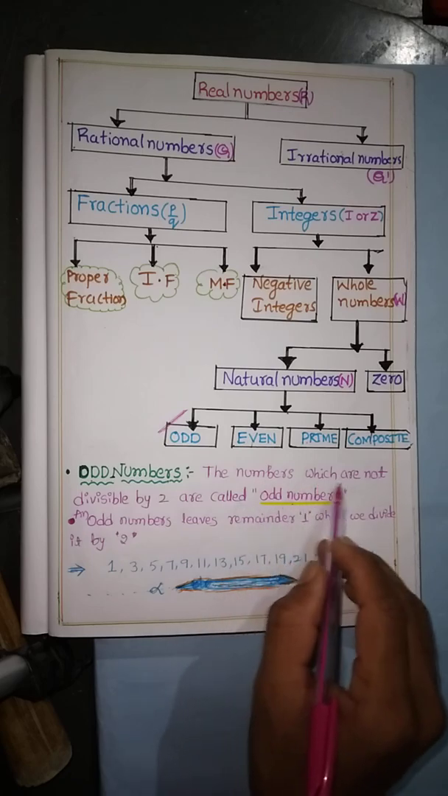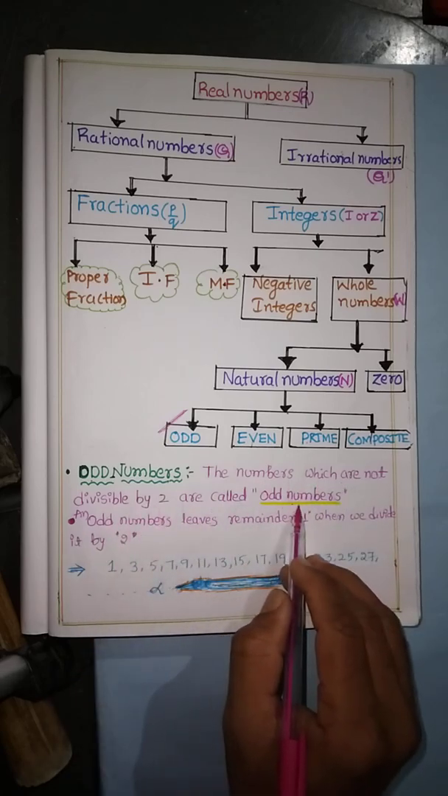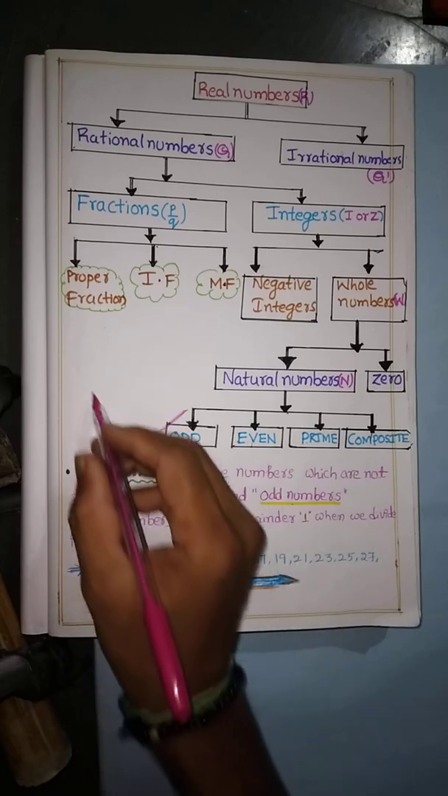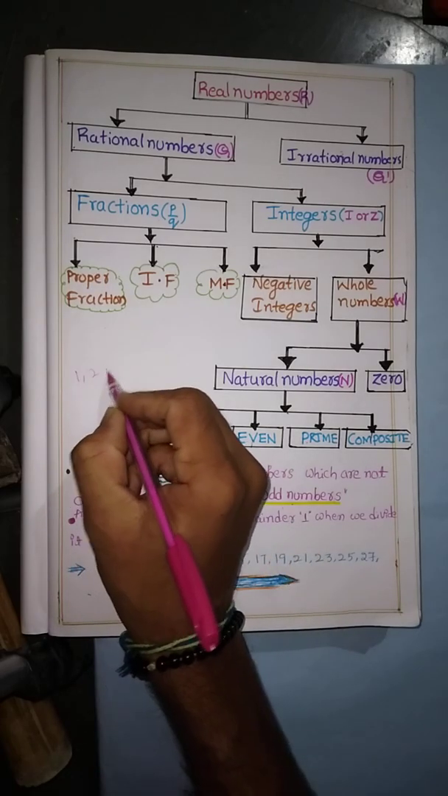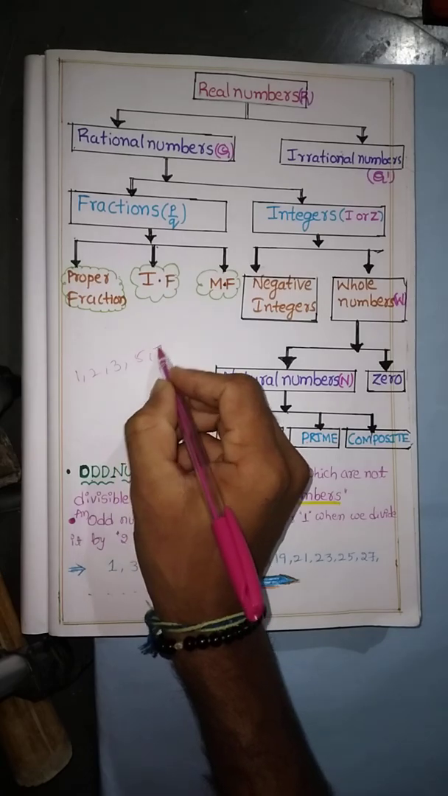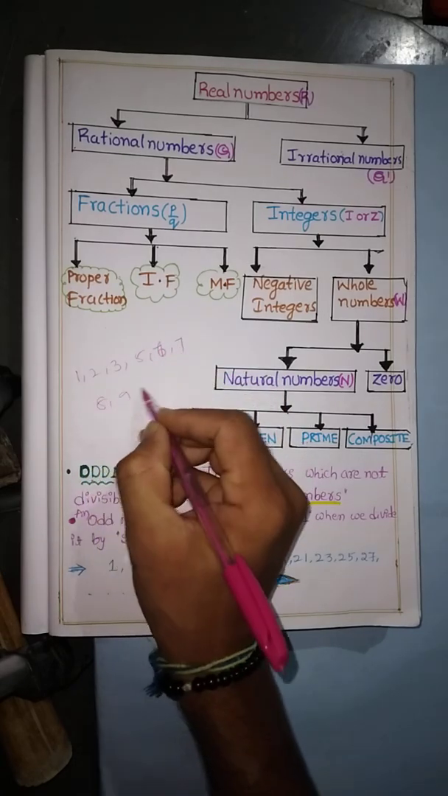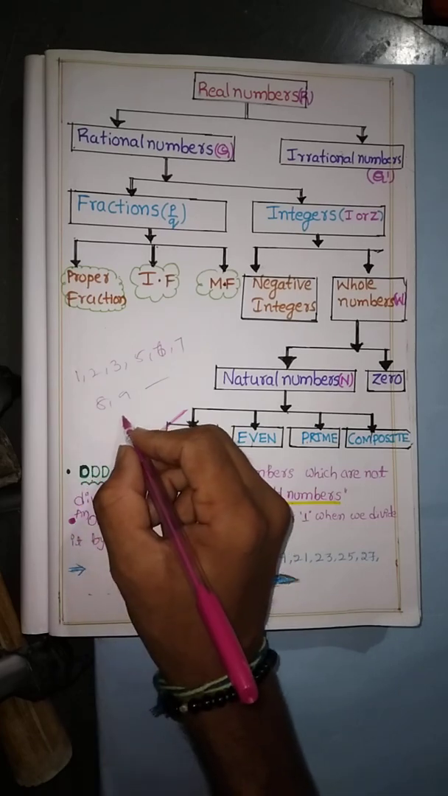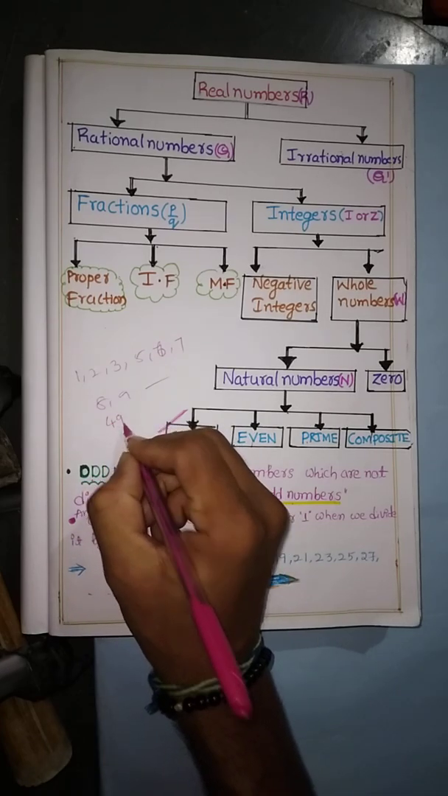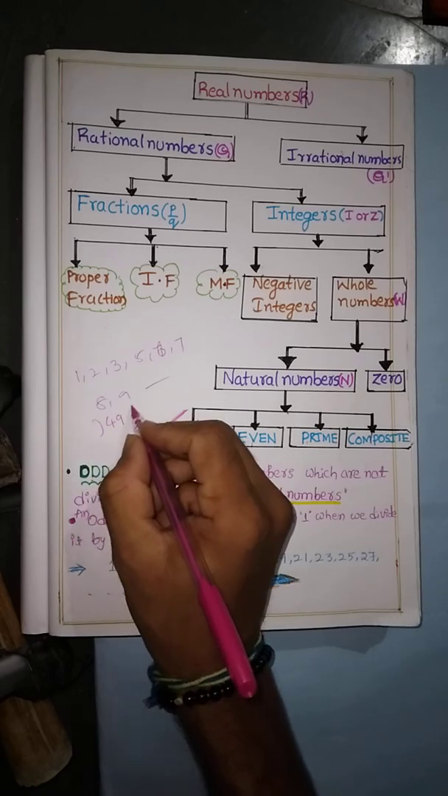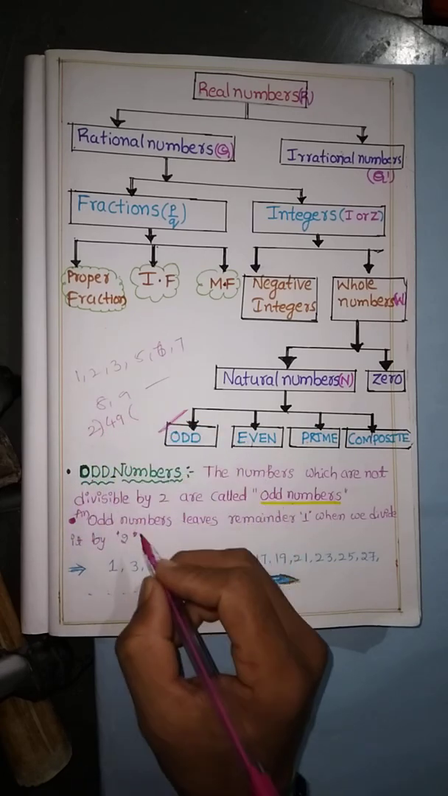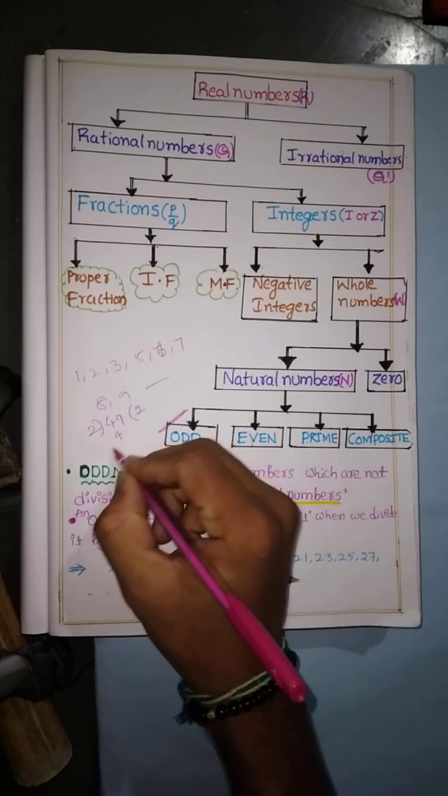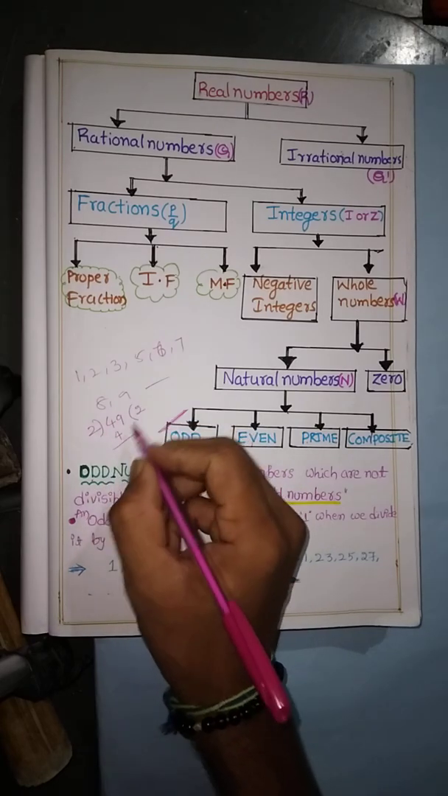The numbers which are not divisible by 2 are called odd numbers. Some numbers are there, like 1, 2, 3, 4, 5, 6, 7, 8, 9. Take any number as you wish. I would like to take the number 49 and divide 49 by 2. Just observe here, 2 4s are 8... 2 2s are 4.